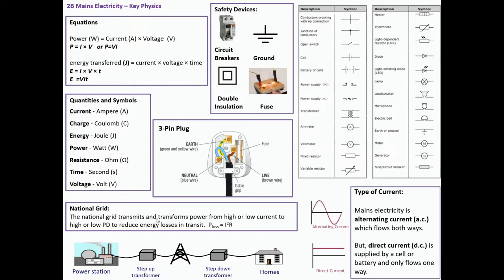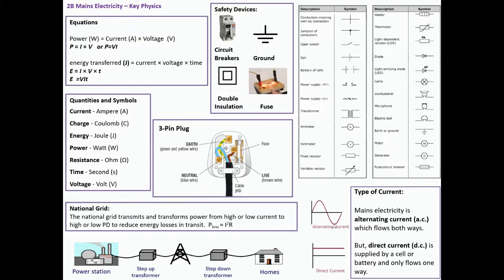The national grid transmits and transforms power from high or low current to high or low potential difference to reduce energy losses in transit. So power loss is I squared R. So as I transmit my power, power is power. Hopefully what you're trying to do is deliver the same amount of power that you start out with. But what you can't do is actually change your power to increase it, but you can alter the potential difference or current by using transformers to reduce these power losses. So there's a little bit about that.